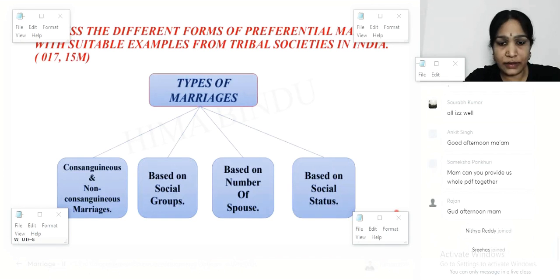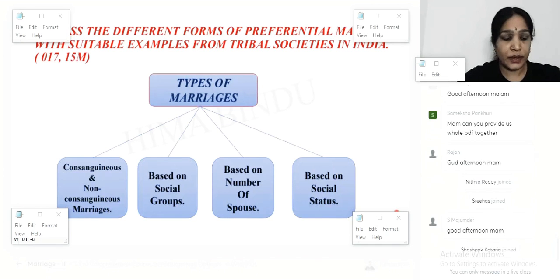In the regular chat itself, one student asked me a question: can we call sororal polygyny serial polygyny? So let me ask that question to you only. You people tell me, can we call sororal polygyny serial polygyny?